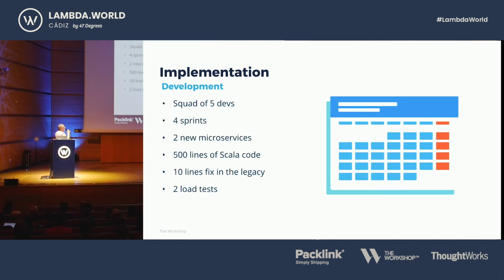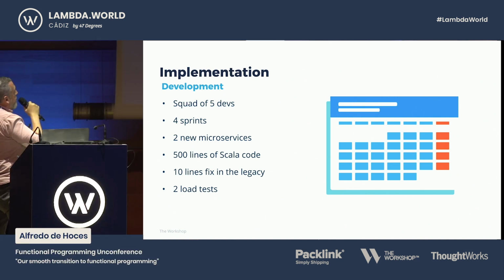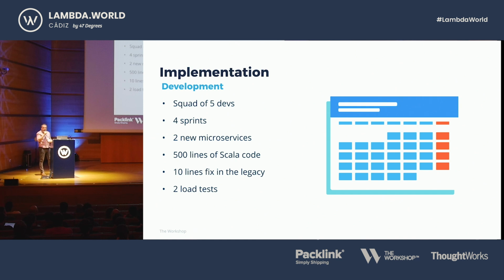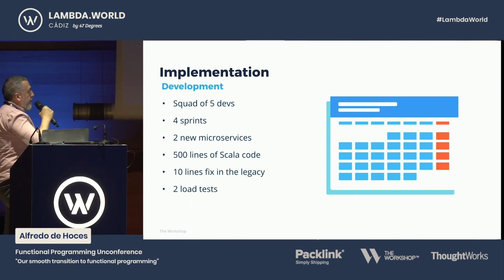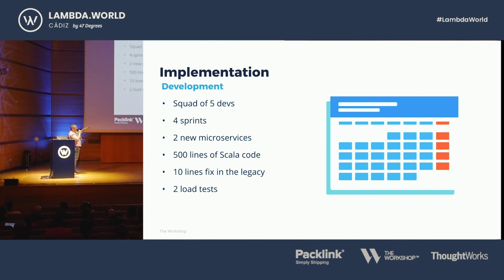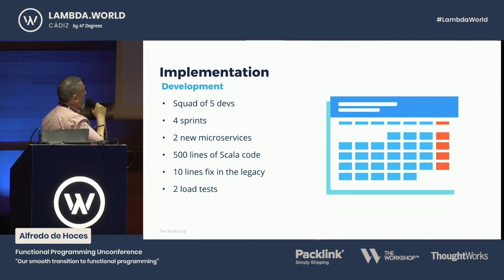Development. Squad of 5 developers, 4 sprints. We produced 2 new microservices, the crab wrapper and the API. 500 lines of Scala code. It was not a lot of code. We were surprised that we could actually create our first deliverable in just 500 lines. We had to fix one of the legacy components, so we had to get ourselves into the awful ancient C++ code and fix 10 lines, 10 new lines. We ran 2 load tests. We're impressed with the results.